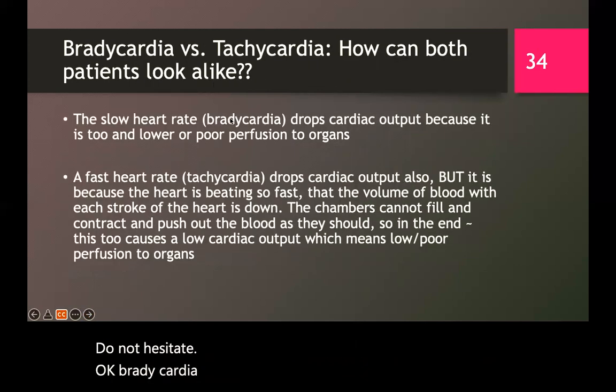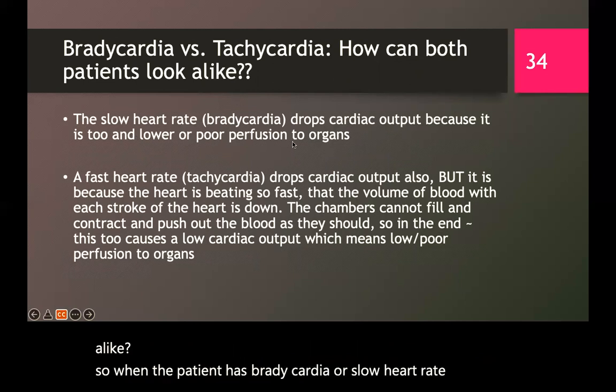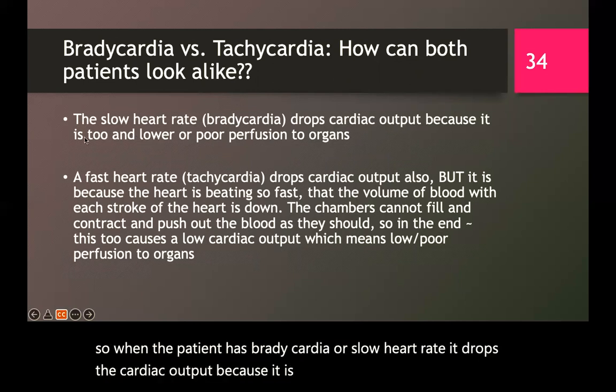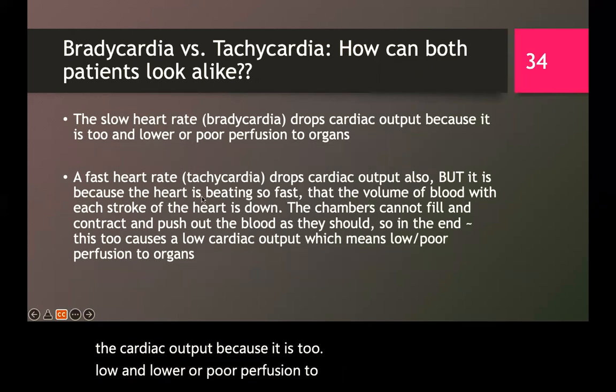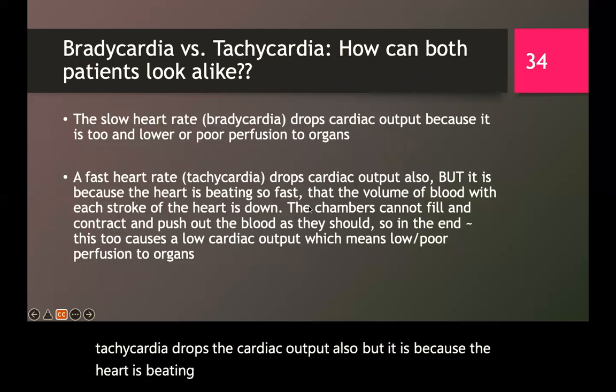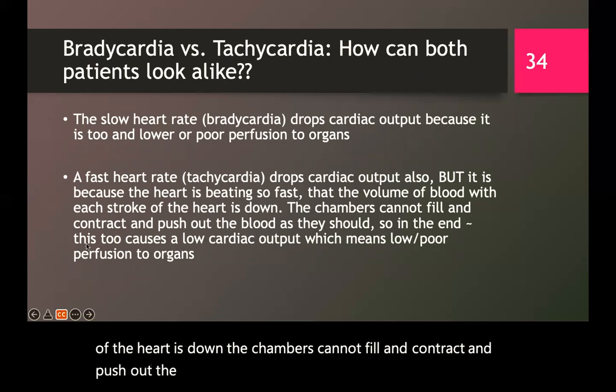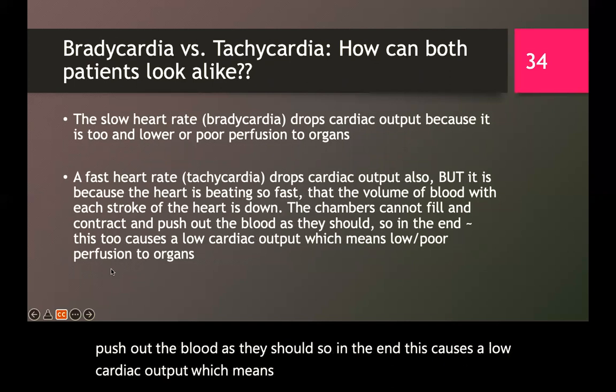Okay, bradycardia versus tachycardia. How can both patients look alike? When the patient has bradycardia or slow heart rate, it drops the cardiac output because it is too low, causing poor perfusion to organs. A fast heart rate with tachycardia drops the cardiac output also, but it is because the heart is beating so fast that the volume of blood with each stroke of the heart is down. The chambers cannot fill and contract and push out the blood as they should. So in the end, this causes a low cardiac output, which means poor perfusion to organs.